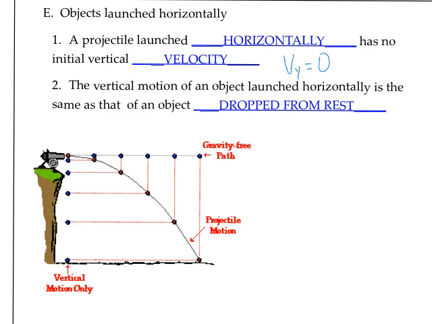And then also important to remember is that the vertical motion of an object launched horizontally is the same as that dropped from rest. So I have a picture redrawn for you again. If we were to shoot something horizontally, if there were no gravity, it would continue in a straight line. If we were to drop something down, it would follow these dots in this path. And then once we combine them and look at projectile motion, we have the object moving forward and downward.